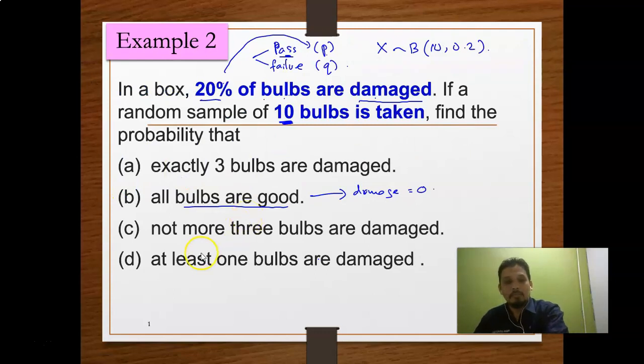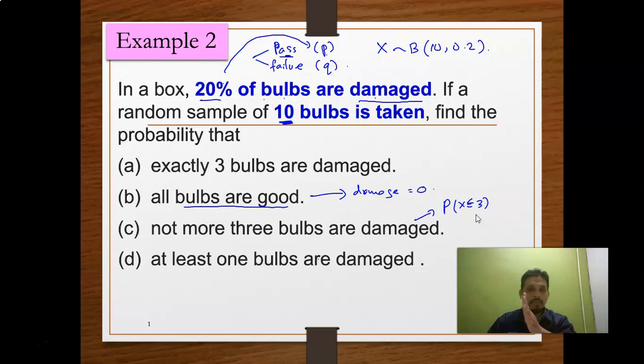Next, not more than 3 bulbs are damaged. So how do you define this? Not more than 3, meaning X is less than or equal to 3. Okay, not more than 3.